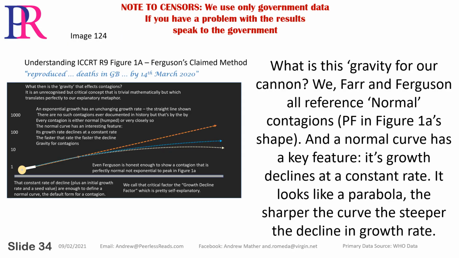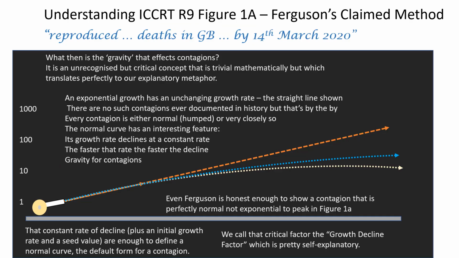What is this gravity for our cannon? Farr and Ferguson all referenced normal contagions. Professor Ferguson, in his figure 1a's shape, and a normal curve has a key feature. Its growth declines at a constant rate. It looks like a parabola. The sharper the curve, the steeper the decline in growth rate.